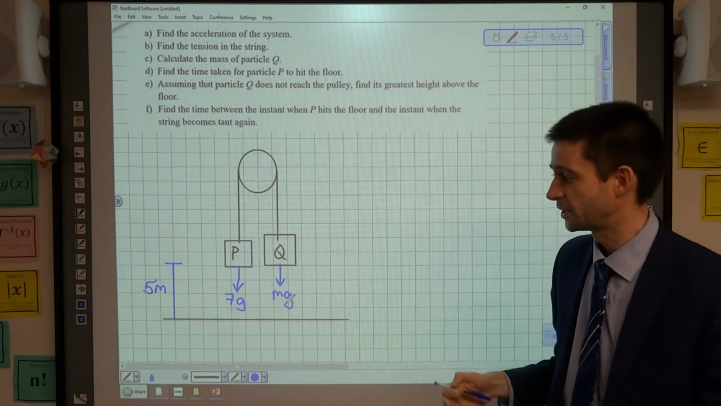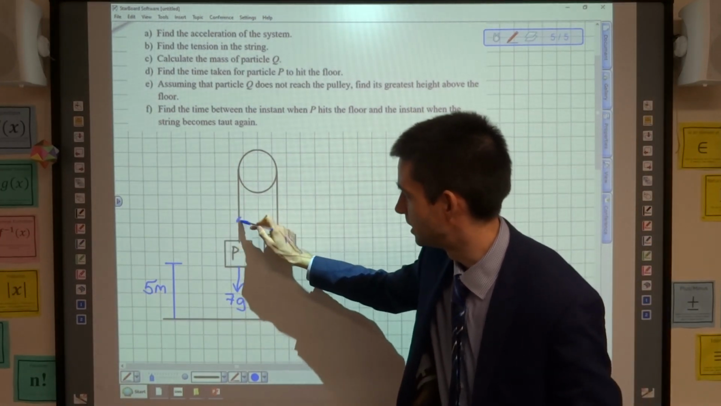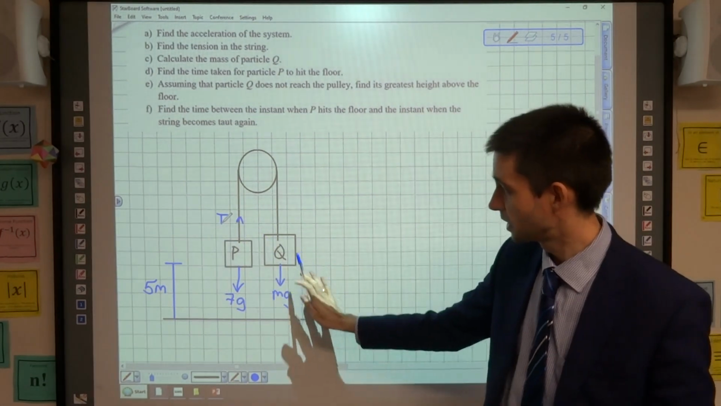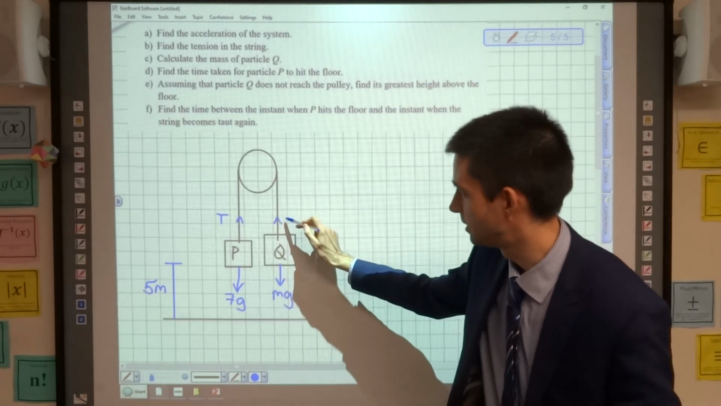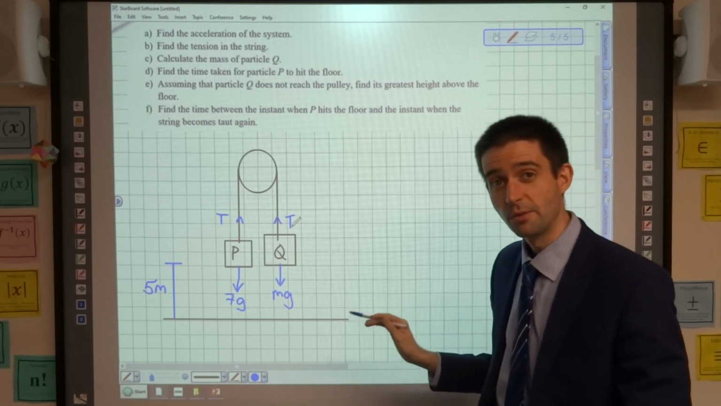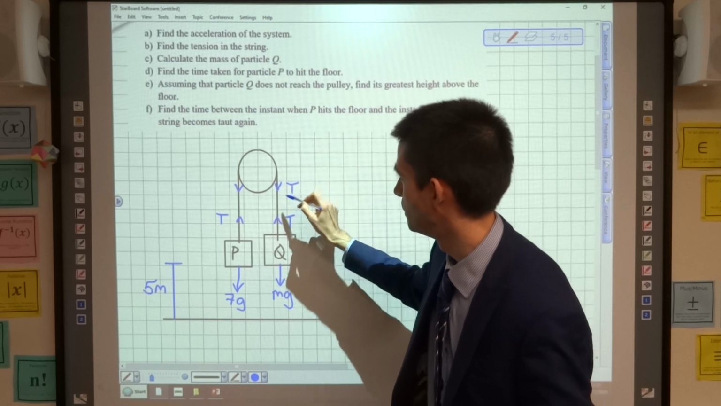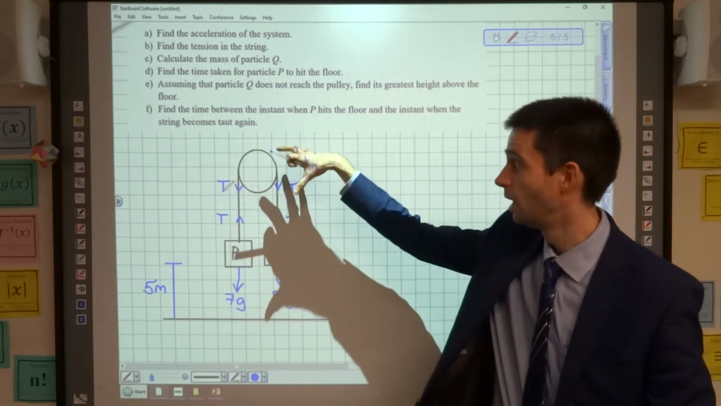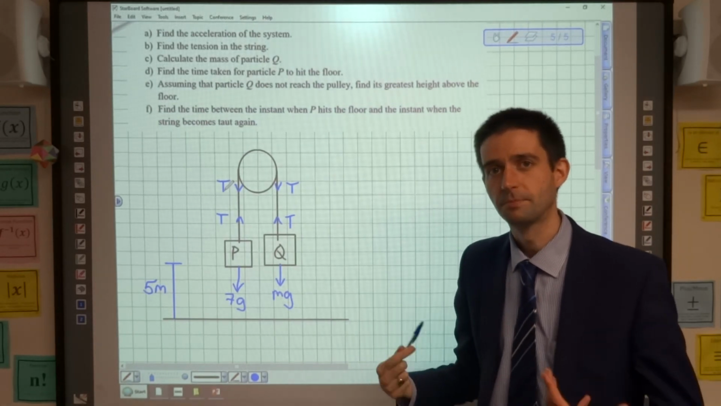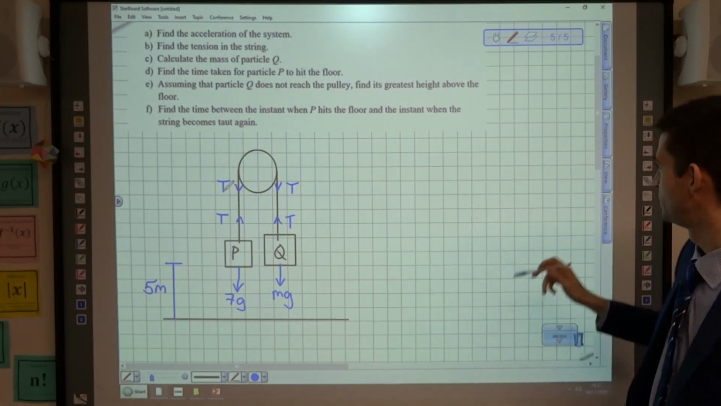And then the other forces acting on the particles: 7g is the weight of P going down. It's being resisted by a tension in the cable upwards like so. Q is going to ascend as a result of this tension pulling it upwards, and its weight is resisting that. And we have a further 2 tension forces, one here and one here, and both those 2 tension forces are acting on the pulley. All of these are equal in magnitude, they're all the same value. So those are the forces acting on the system.